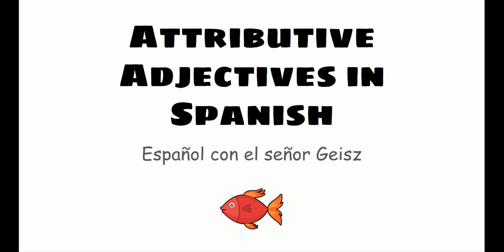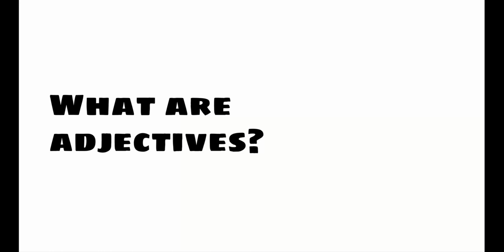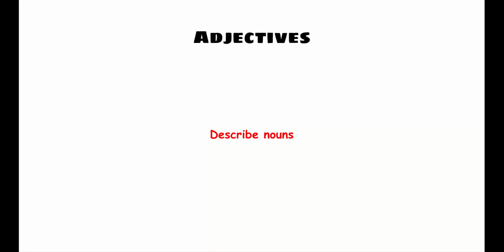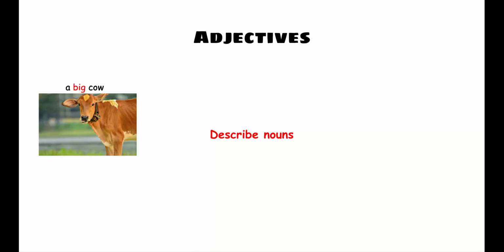Hola, in this video we're going to be talking about adjectives in Spanish and how you need to change them to match with the noun that they are describing. So first of all, we need to go over what adjectives are. Adjectives are words that describe nouns. So for example, a big cow, the word big is the adjective. It describes the noun, which is cow. So big is the adjective here and cow is the noun.